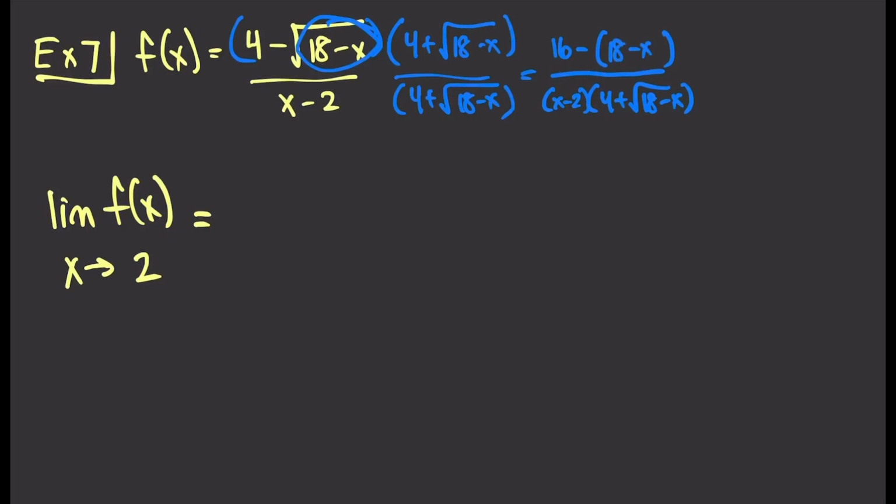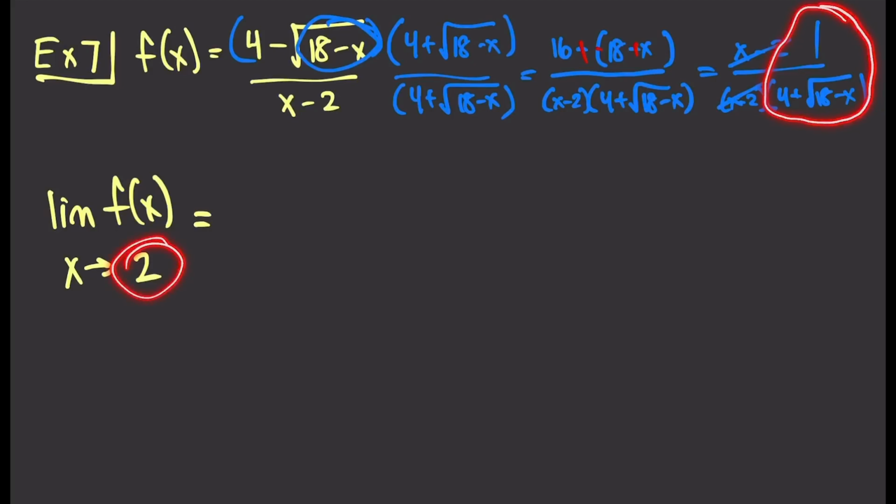So again, just be careful here. I need to distribute that negative. And I'll do that in different colors. So this 18 is going to be negative, that x is going to be positive. Now I'm going to combine my like terms. 16 minus 18 is a negative 2, and I have a positive x. So that's just going to be x minus 2 in the numerator. My denominator is still this x minus 2 times 4 plus square root 18 minus x. And then you can see what happens here. Those cancel. So it's a lot of work, but I needed to come up with this expression so that now I can do direct substitution to find the limit.